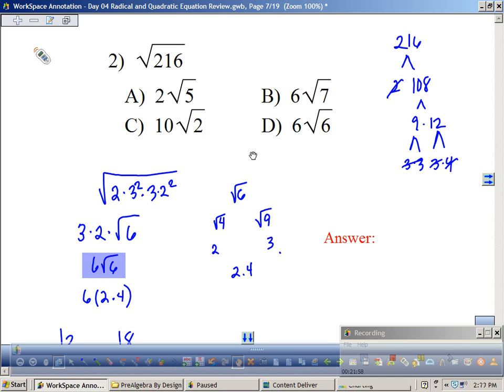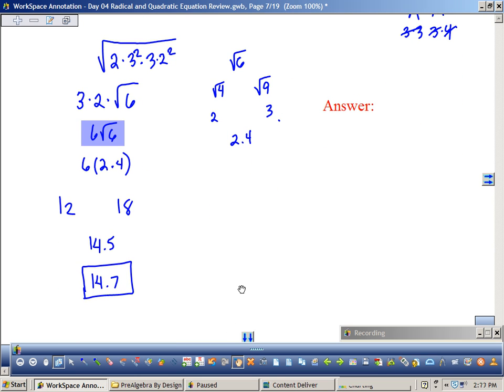So 6 root 6 would be my answer. If I were to simplify that all the way down, I would get 14.7.